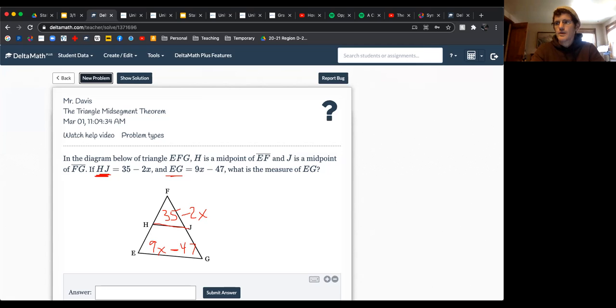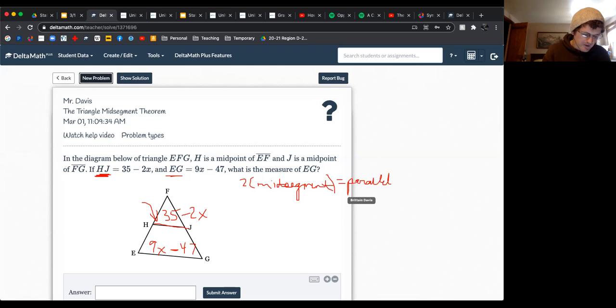So anyways, as we're getting this set up, now we need to remember our mid-segment theorem that says that this mid-segment right here is half as long as the parallel side. So I can set it up this way: 2 times the mid-segment is equal to the parallel side.